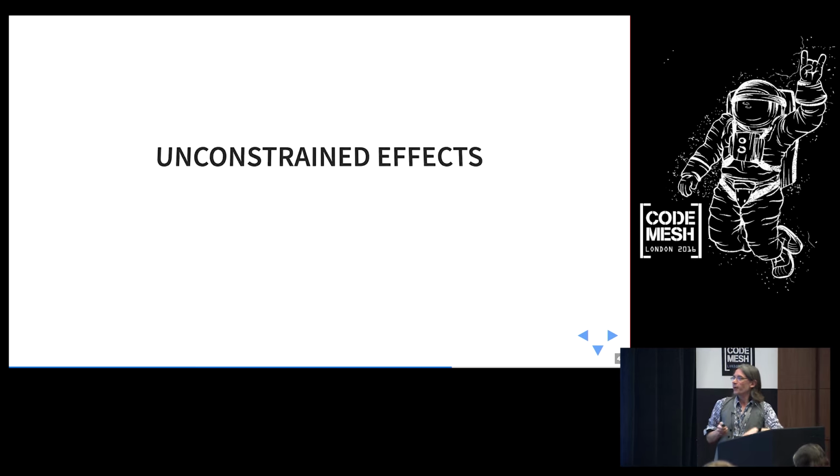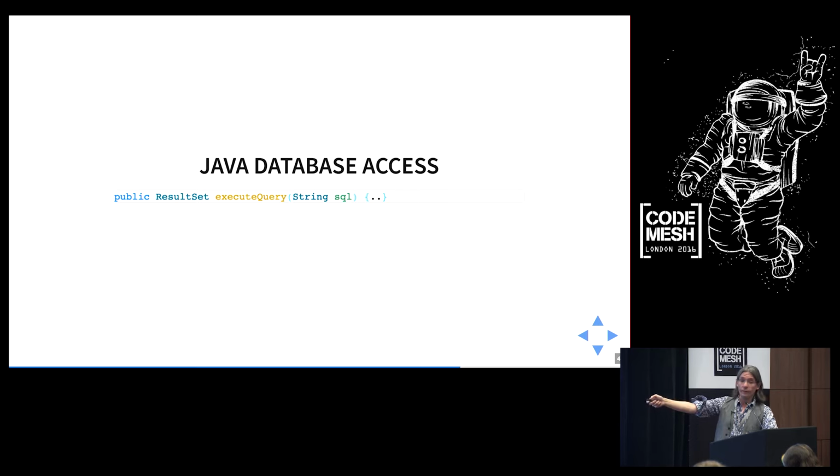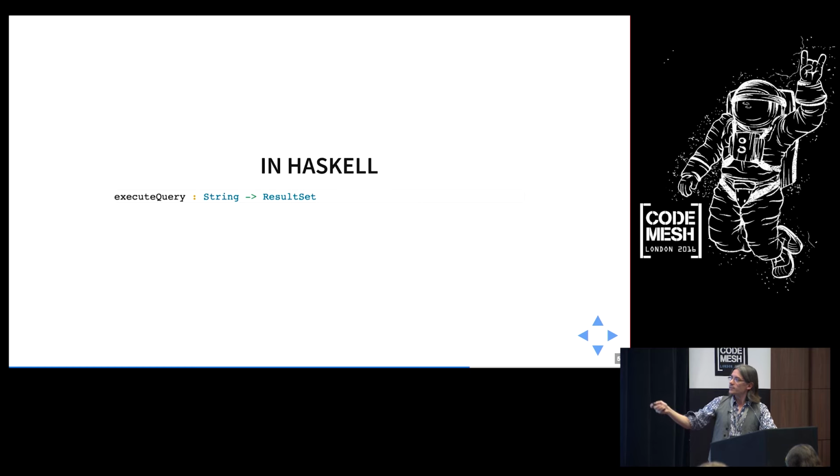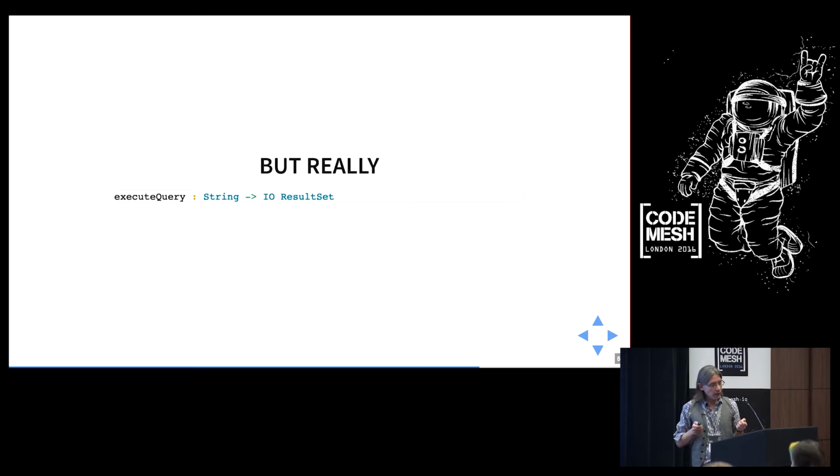Wild unconstrained effects. Let's talk about those for a bit. So here's a Java database call, right? You can say execute query, it will take a string and return a result set. Let's convert that into the notation we've been talking about so we can think about it. If this were Haskell, I would be missing a colon. If there were an extra colon there, what this function is basically saying is execute query is something that takes any string and returns a result set, right? But really, it's not. It introduces a concept you can't have in Java, which is this function is really saying, if you give me a string, I will give you a result set by doing absolutely anything I like.